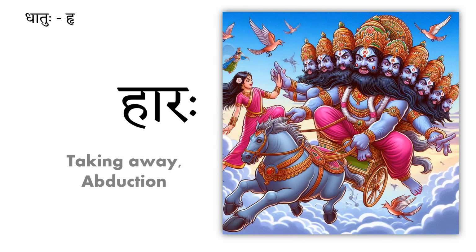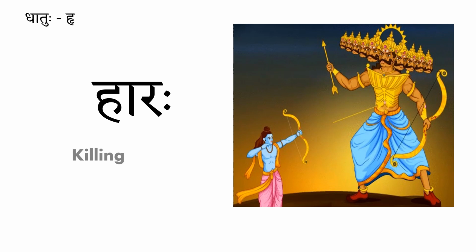Next upasarga is apa, apaharaha. When apa is added to haraha, it becomes apaharaha. That means abduction or taking away or kidnapping. So here the picture depicted is Ravana abducting Sita Devi. Another upasarga is sam. When added to haraha, the word becomes samharaha, which means killing.